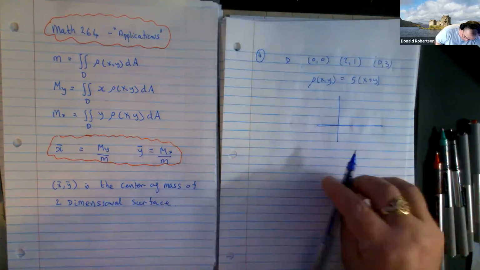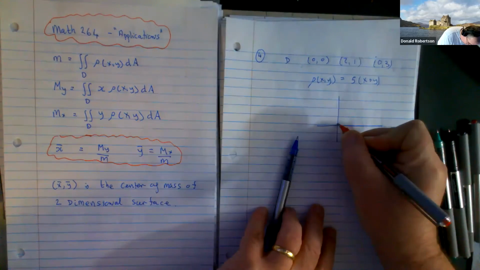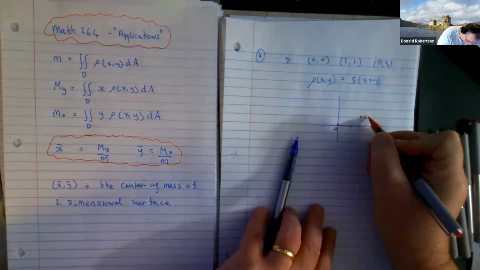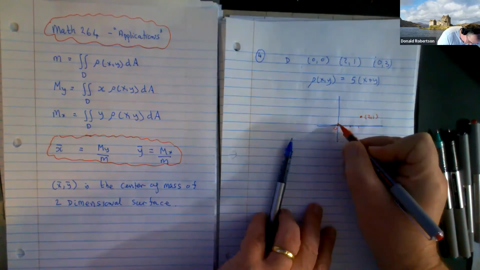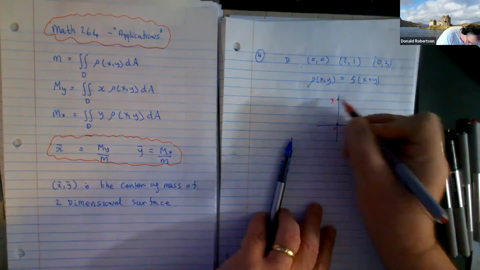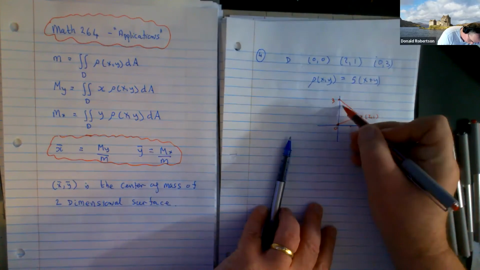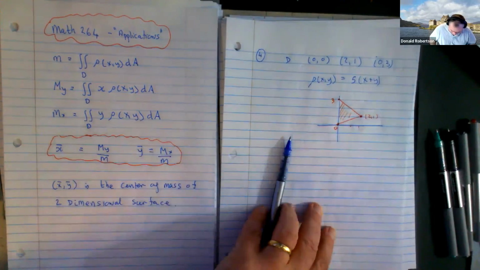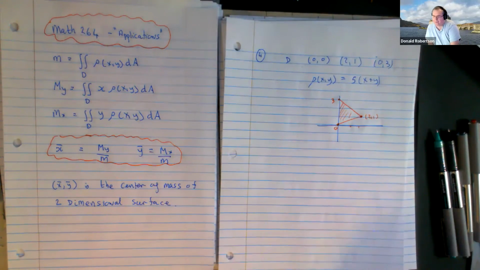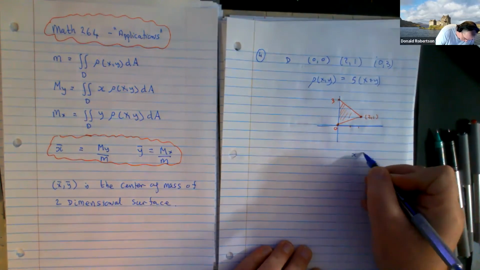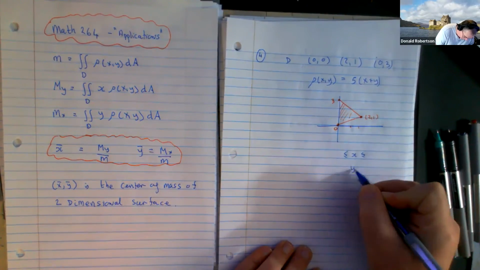So I have a (0, 0) just here. I have a (2, 1) just here. And I have a (0, 3) just here. And this actually looks very familiar. I don't know why. I think I've seen a shape like that before. Now, when you are setting up this region D here, question 4, you need to know the limits of integration.